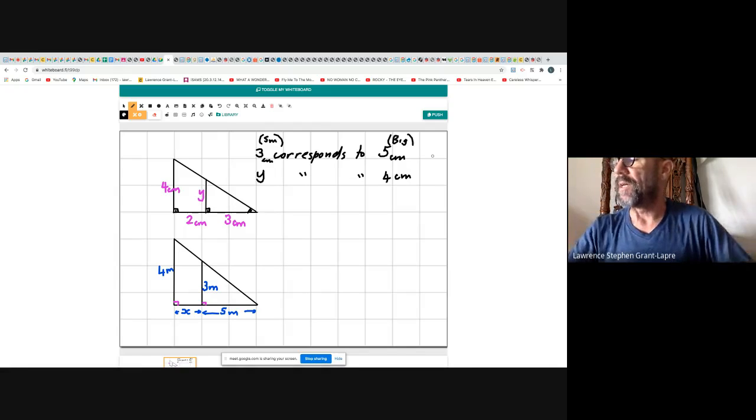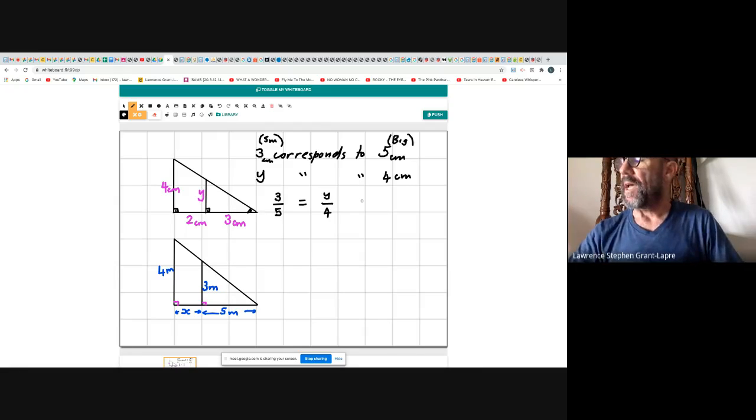And you can actually make ratios. You can put lines here and put an equal sign, or you could take the same corresponding sides, like 3 is to 5 will equal y is to 4. I'll make a ratio out of the corresponding sides, and then you have two fractions.